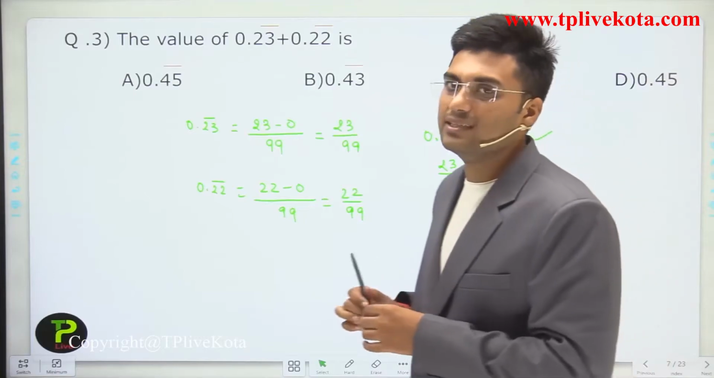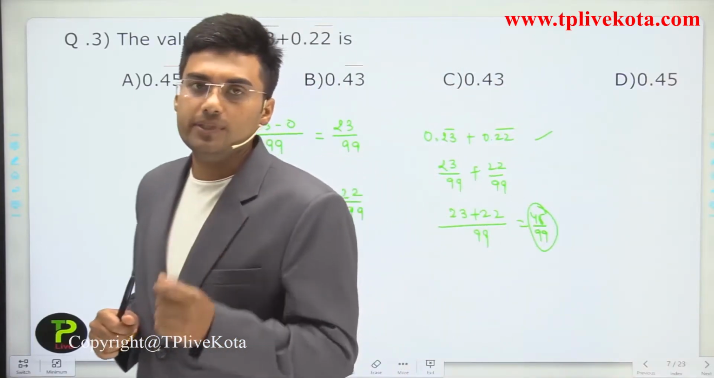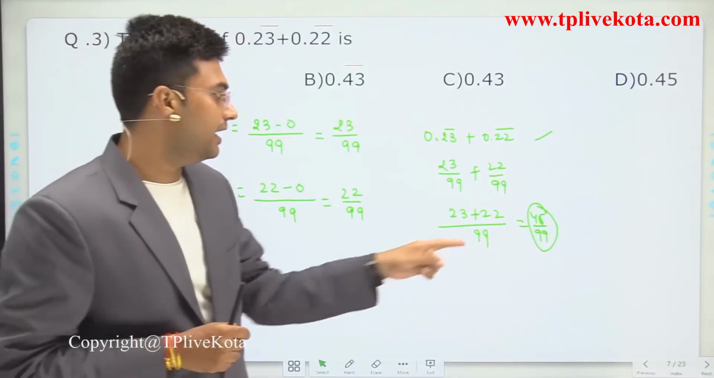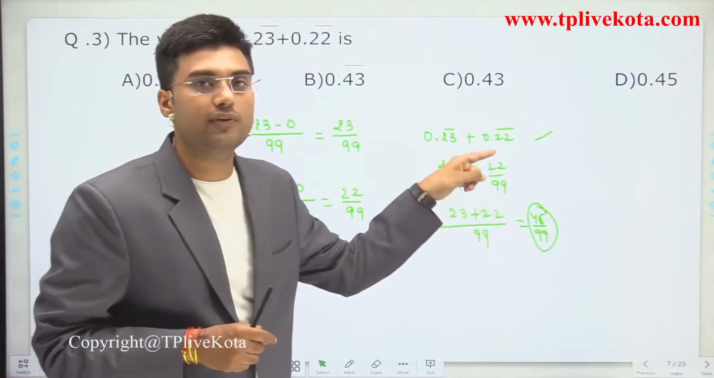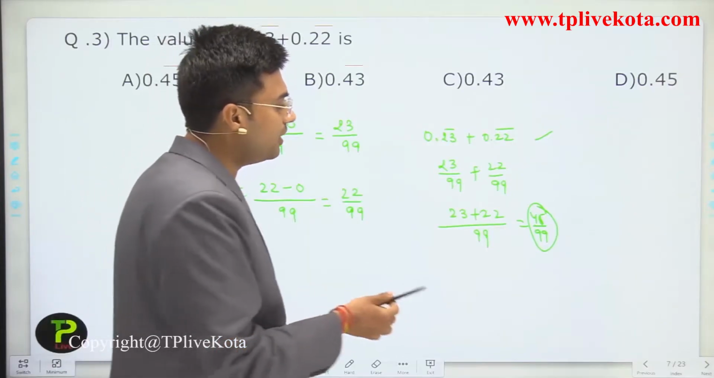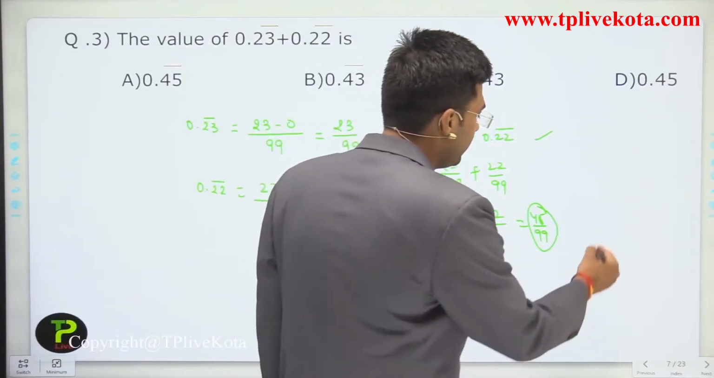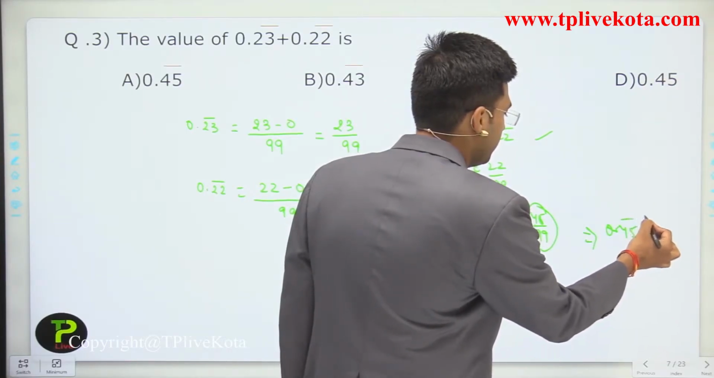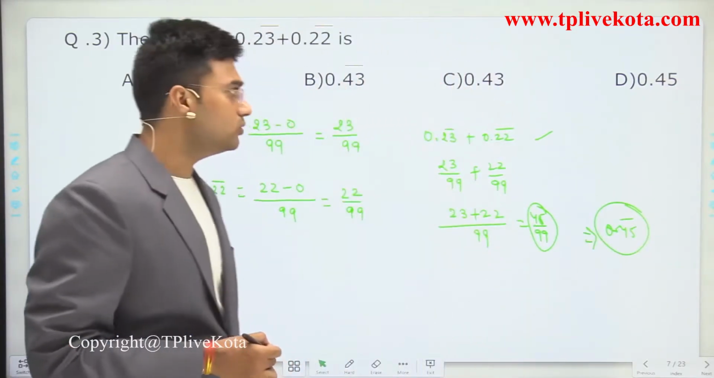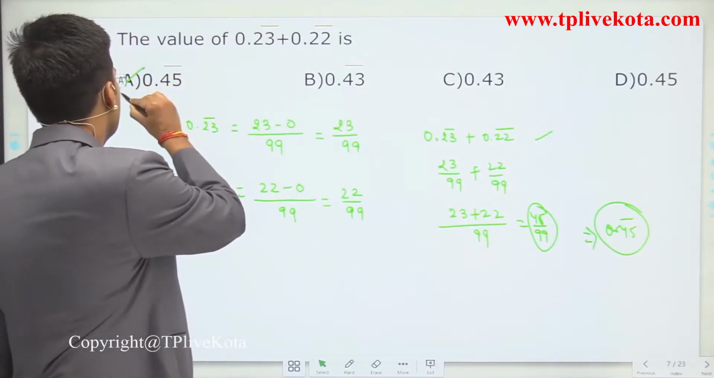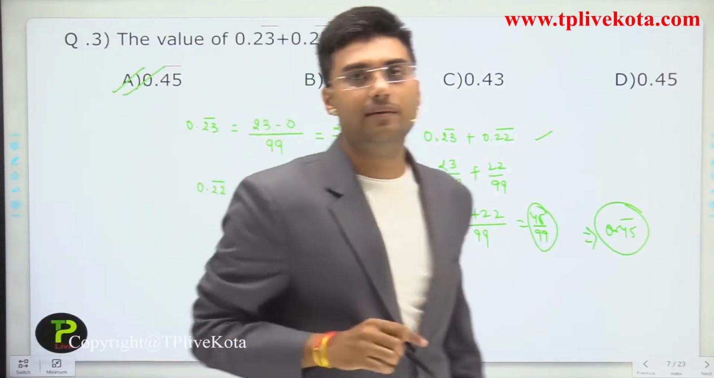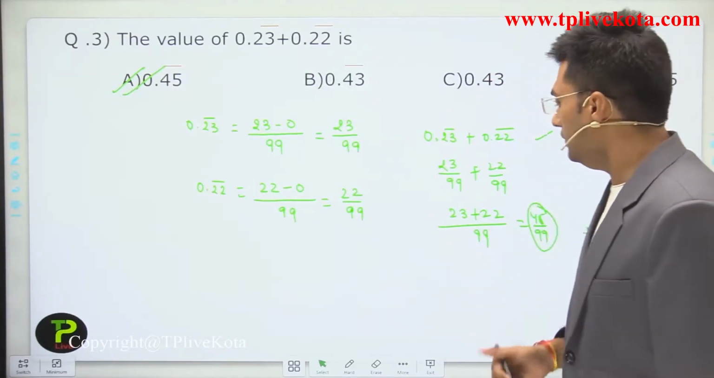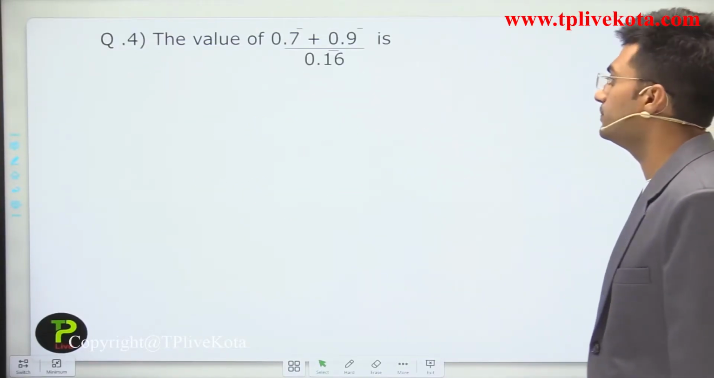But dear students, in the options the answer is given in decimal form, and here we have it in fractional form. So when we convert 45 divided by 99, we can write it as 0.45 bar. Okay. So the correct option is option A. Option A is the correct option. Okay. Now after this question, let's move to the next question.